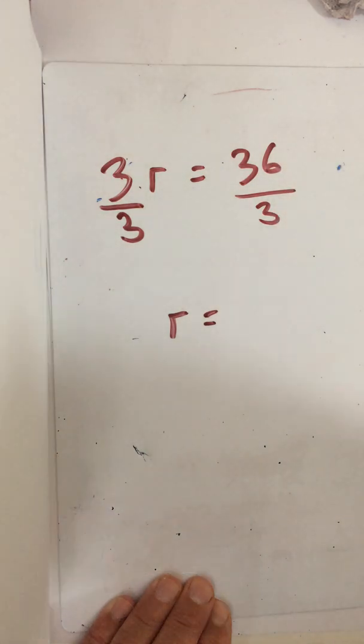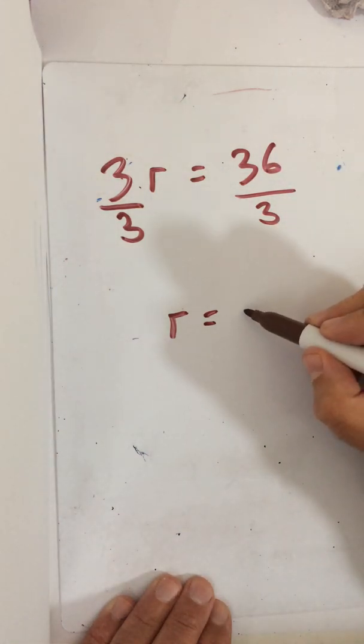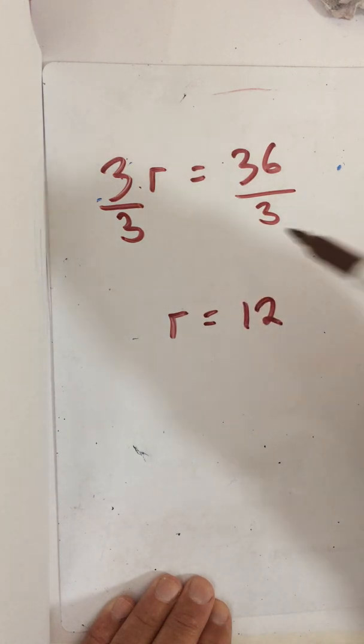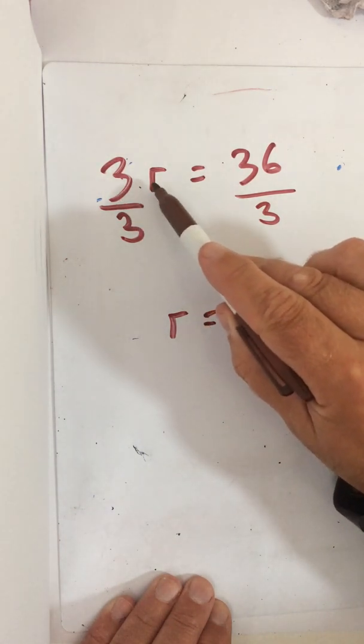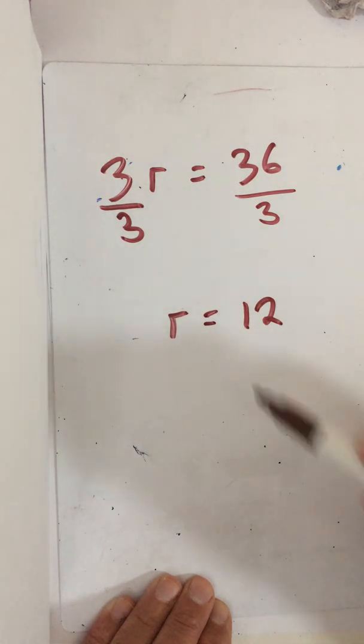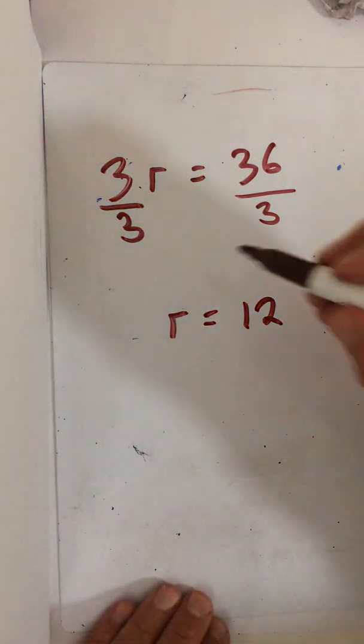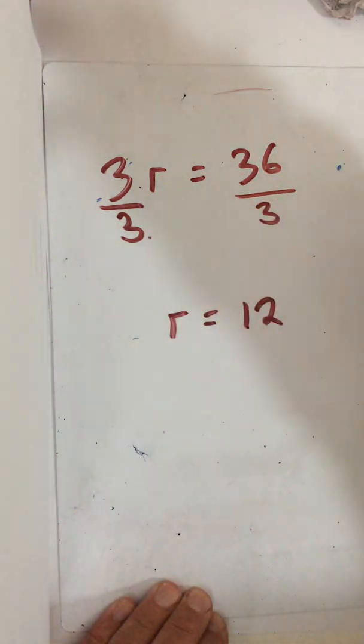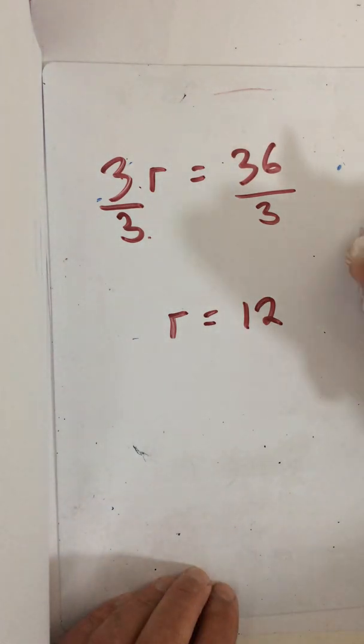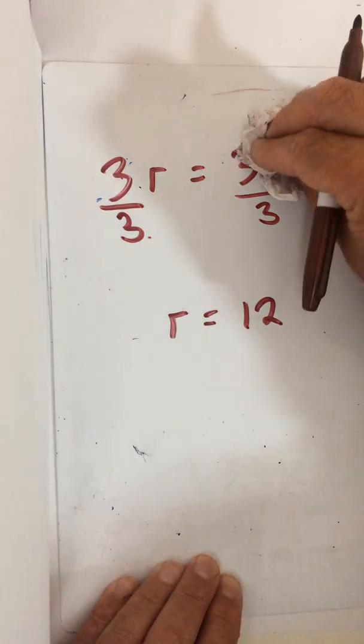How many 3's are in 36? That would be 12. Let's have a look. 3 times 12 is 36. R equals 12. And I've used the balance method by dividing them, but doing the same to both sides.